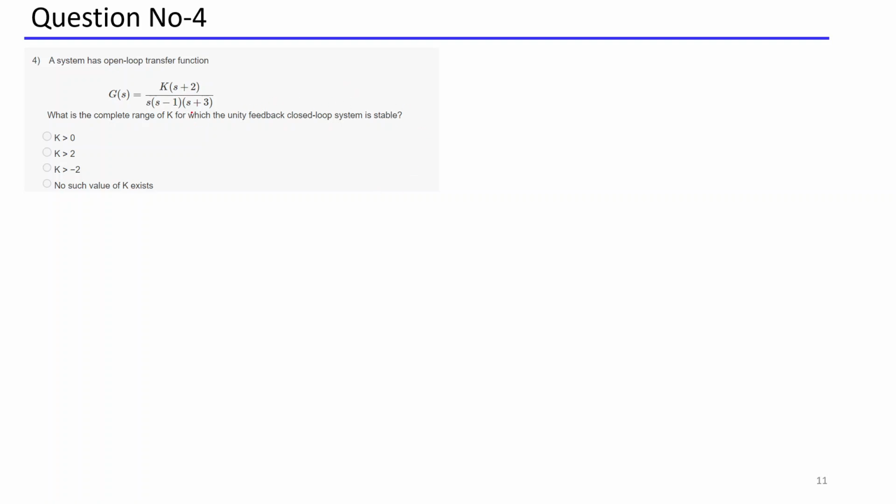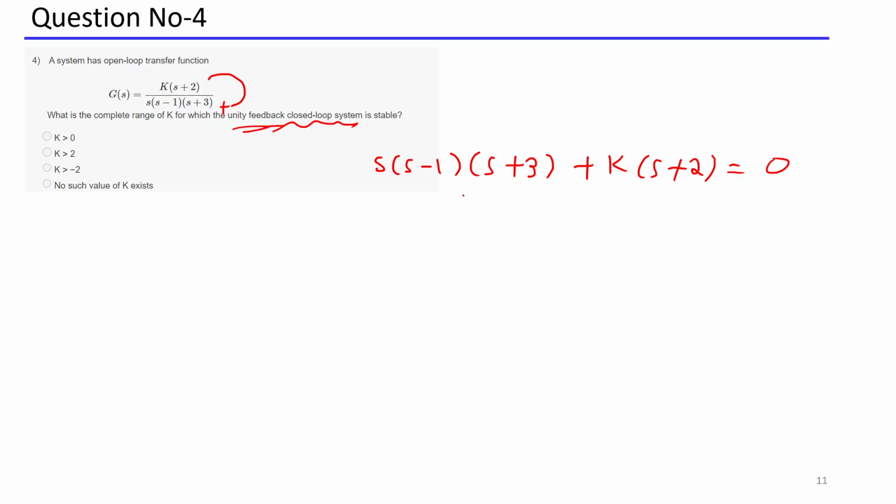He is asking about the closed loop system stability. So find out the closed loop system stability from this open loop transfer function I told you. s into (s minus 1) into (s plus 3) plus k into (s plus 2) equal to 0. This is the characteristic equation, which you can write directly in one line. You just add the same value here in the denominator because it is a unity feedback system. So find the characteristic equation, just multiply quickly and tell me the answer.